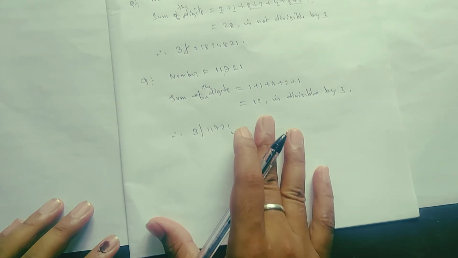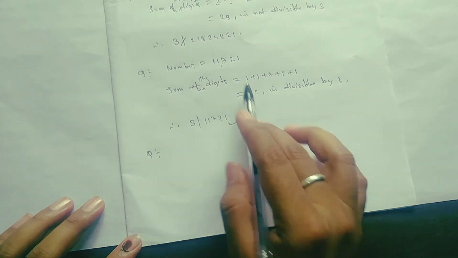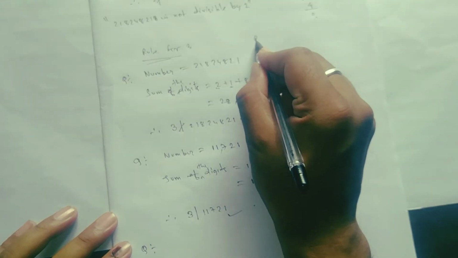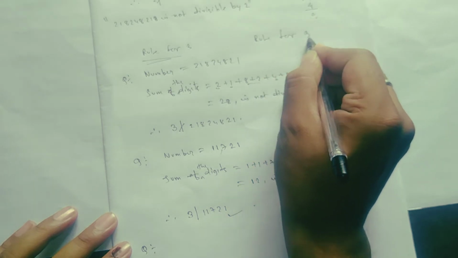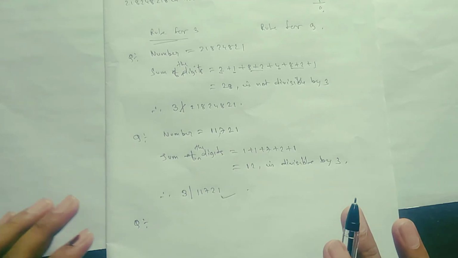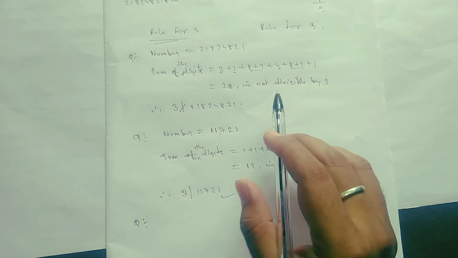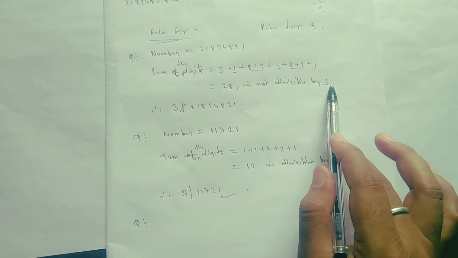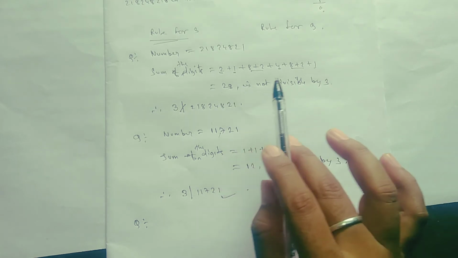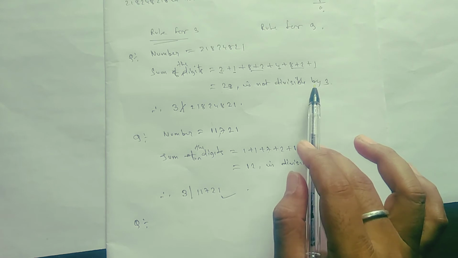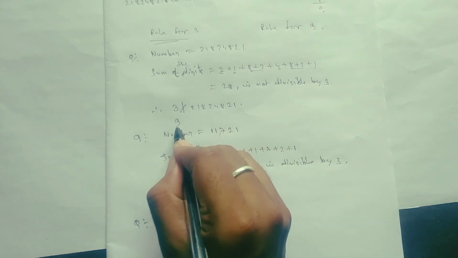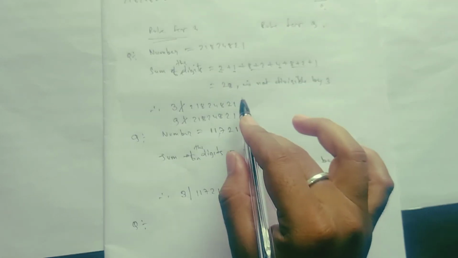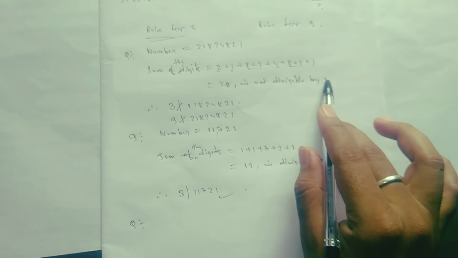Next, this rule is applicable for the rule for 9 also. So the extra thing you do is just check whether the sum of the digits is divisible by 9 or not. Now 28: is 28 divisible by 9? No. That means 9 does not divide 21824821. Same way we'll proceed; instead of writing 3, we'll write 9 here.